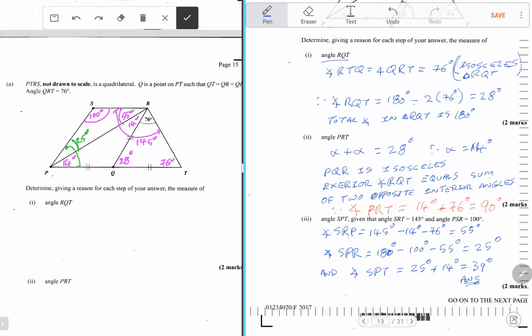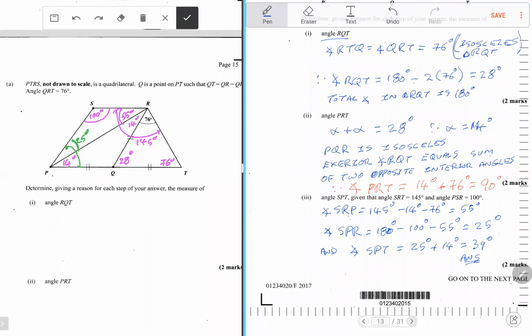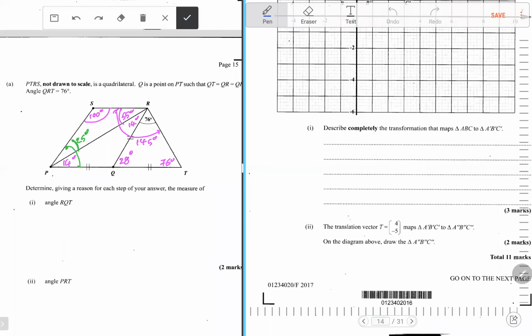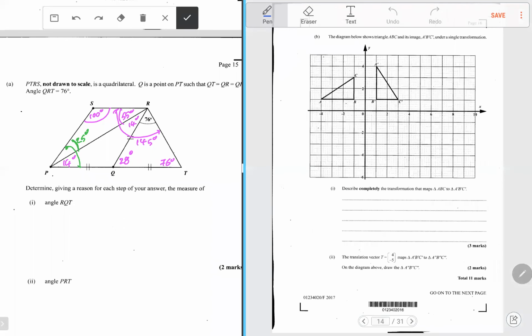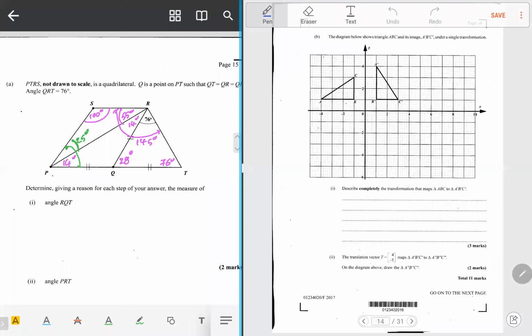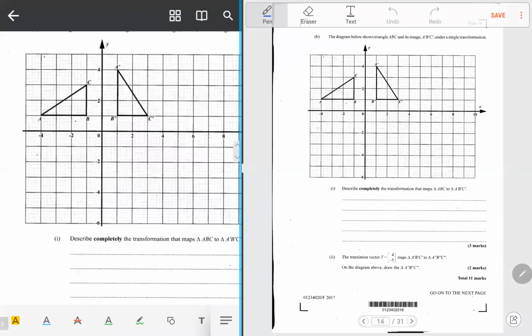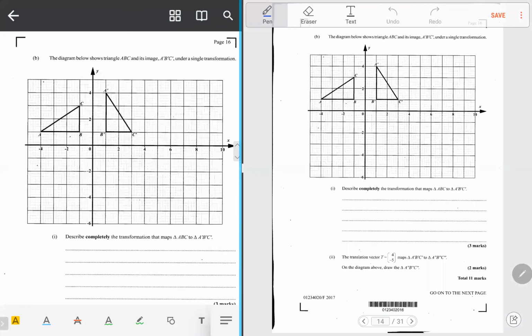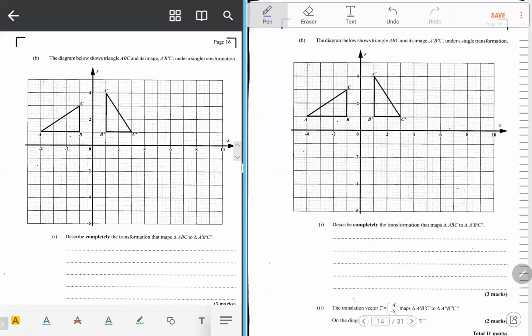All right, good. So let's move on. Come to this question now. Let's show it on this page. So, transformation. This question says the diagram below shows triangle ABC and its image A prime, B prime, C prime under a single transformation. So a single transformation goes from this to this. It says describe completely the transformation which maps ABC to A prime, B prime, C prime.